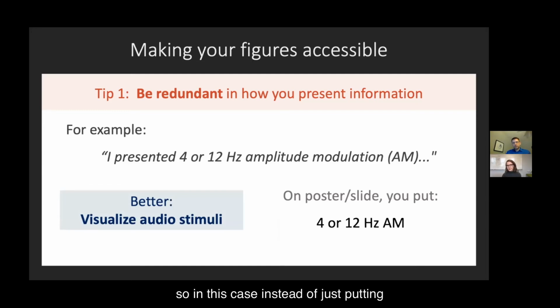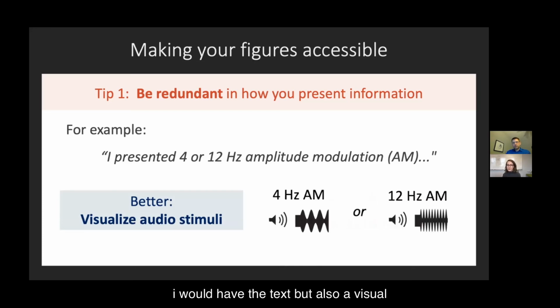So in this case, instead of just putting 4 or 12 hertz AM text only, I would have the text, but also a visual representation of that text. So even if the person does not have access to the auditory stimuli, or maybe they don't know what the stimulus is, at least there's a visual, conceptual representation of what the stimuli are. And this is very helpful. And I think this is great for both talks and posters.